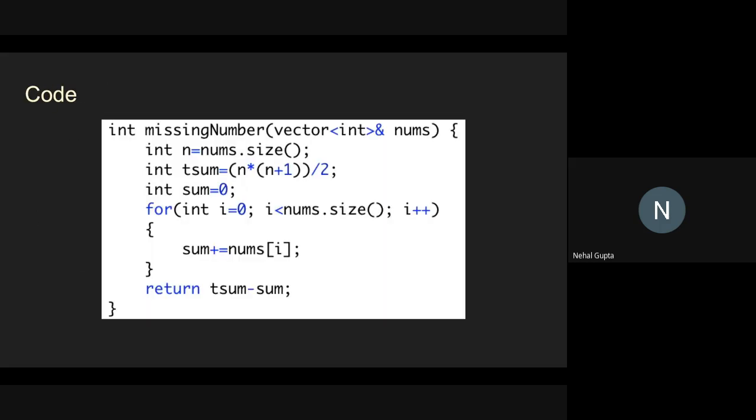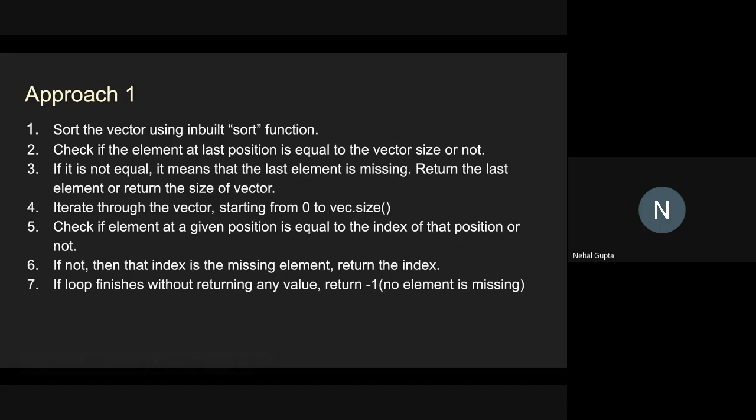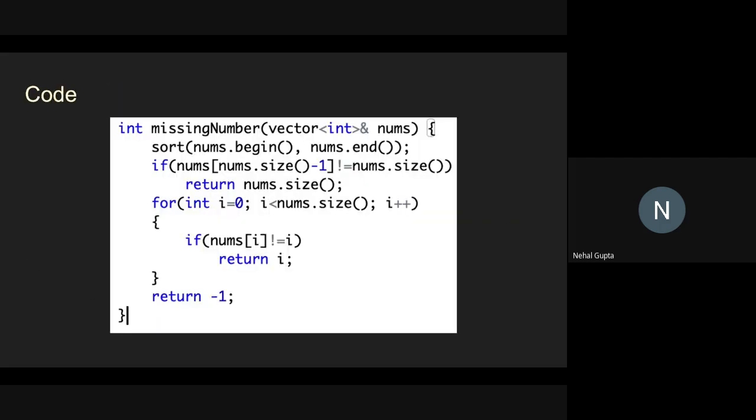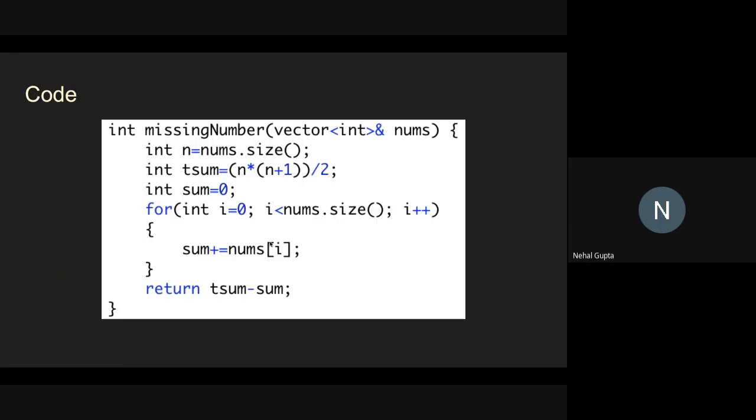सो वॉट हैपन्स इज यू आर रिटर्निंग टोटल सम माइनस सम. ओके, सो टोटल सम इन योर एग्जाम्पल यू हैव टेकन 1 2 3, है ना? सो टोटल सम इज इक्वल टू 1 प्लस 2 प्लस 3. इफ यू यूज दिस फॉर्मूला, द टोटल सम इज इक्वल टू 6, है ना? एंड नाउ यू इटरेट थ्रू द वेक्टर. You iterate through 1, 2, and 3. You iterate through them, so the sum is also 6, right? Sum bhi 6 hai, total sum bhi 6 hai. So you subtract them, to bhi humko 0 milega answer mein.